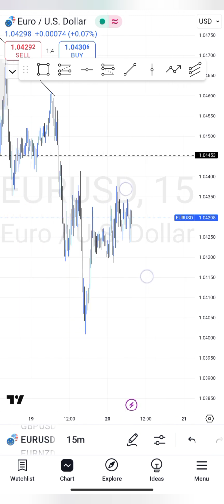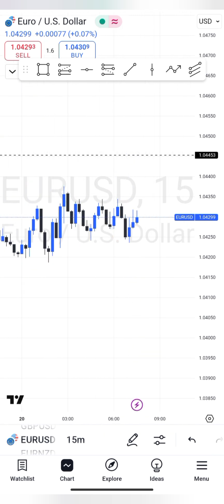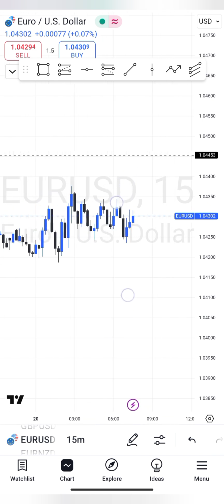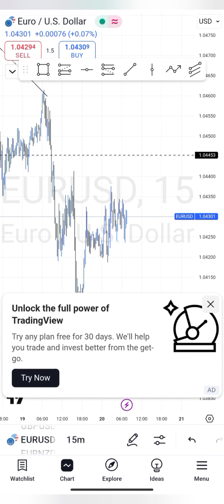You can zoom in by panning out your two fingers, just spreading the screen, panning out like this. You can zoom out by pinching. Okay, you can also zoom out, like I was saying earlier.